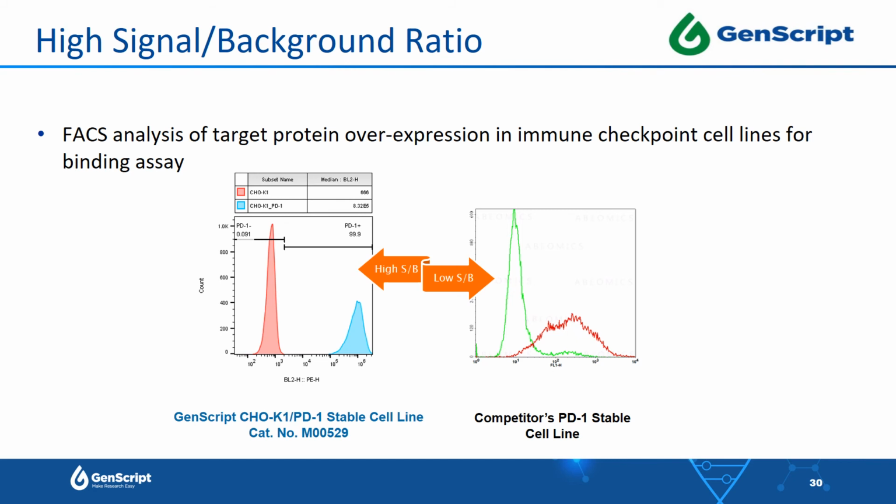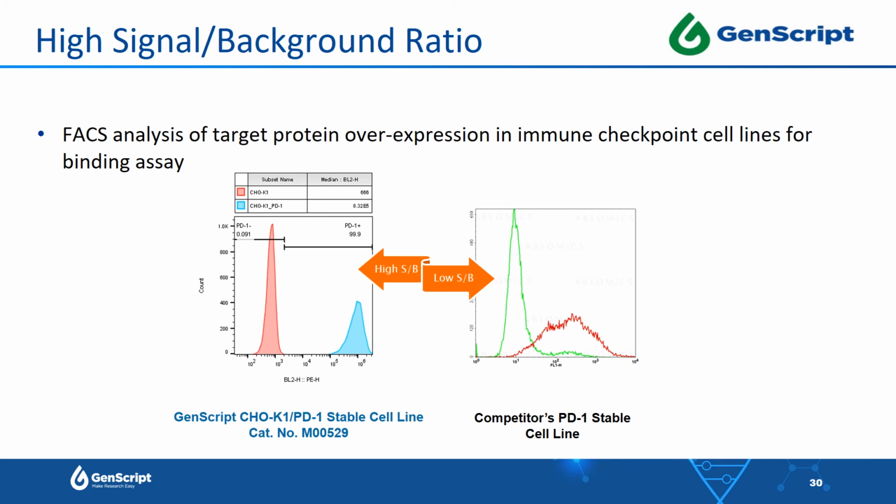One way to examine the S versus B ratio is to compare the signal from the particular cell line of interest to its control cell line. As you can see in the example I present here, flow cytometry analysis of the target gene PD1 expression in the PD1 stable cell line compared to its control from either Genscript or the competitor. In the left panel, you can see the expression level of PD1, as shown in blue, is significantly higher than in its control cell, which is just a Troca1.